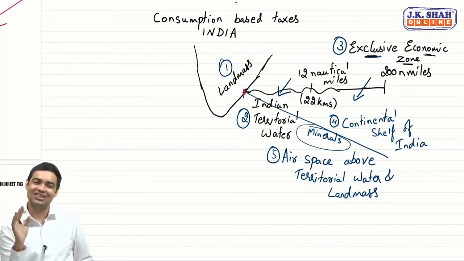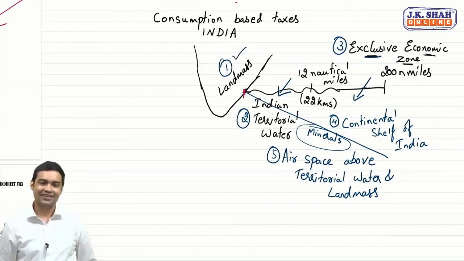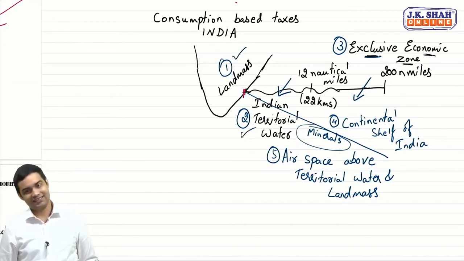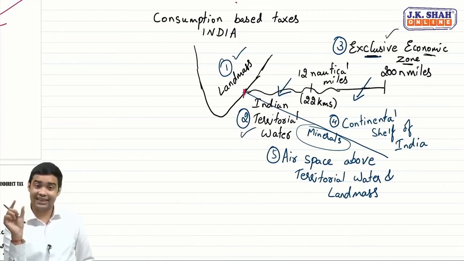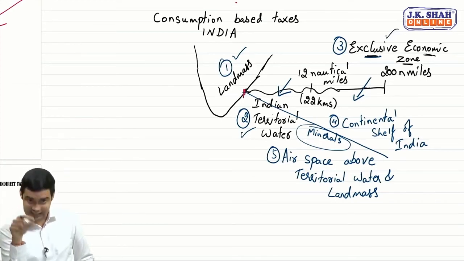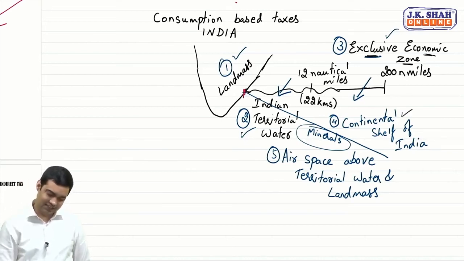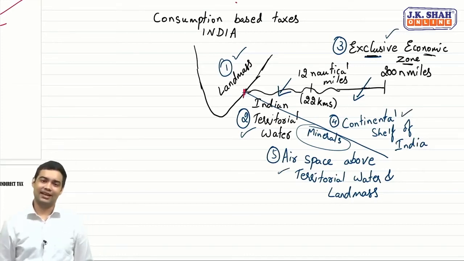Say suppose a machine is imported in land mass. Will taxes be applicable? Yes. Say suppose a machine is imported in territorial waters. Will taxes be applicable? Yes. If it is imported for a designated area where extraction is taking place, will taxes be applicable? Yes. Even in continental shelf, the same principle applies, and airspace above territorial waters and land mass. So, this is the ambit of consumption based taxes.